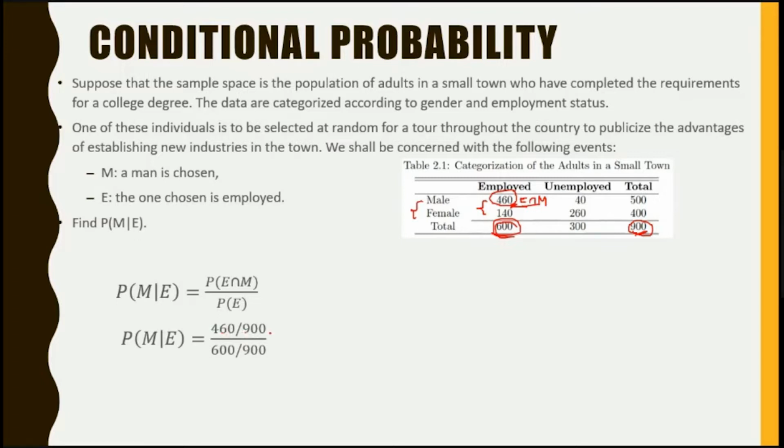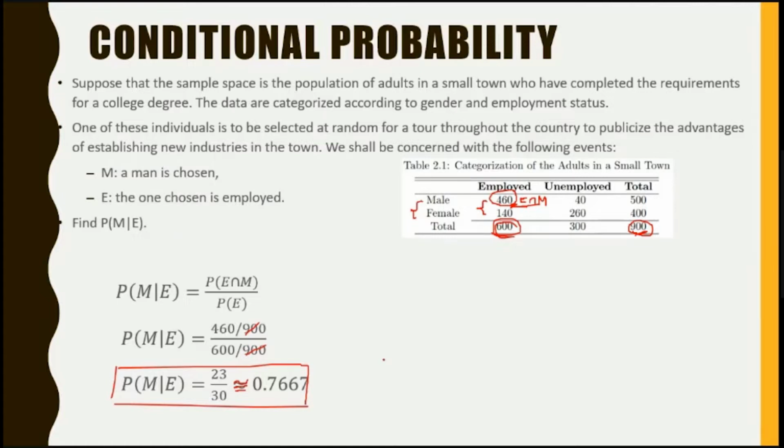So that is why you have here 460 divided by 900 all over 600 divided by 900. So we will cancel out 900. Then we will simplify this and we'll get 23 over 30, and approximating the value, this is written in this way, approximately 0.7667. So this is now the probability that the person selected is a man, provided that he is employed.